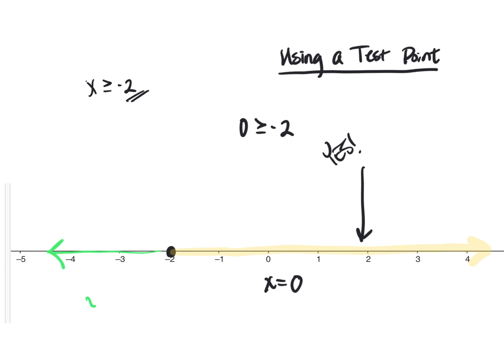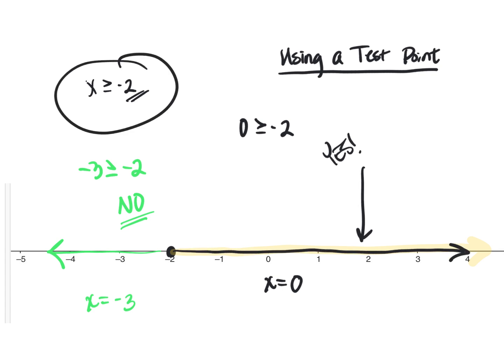I'm going to choose x equals -3. And -3 is not true. -3 is not greater than or equal to -2. So I do not use this side. So if I was going to graph the inequality, I know that all of these values would be the ones that make x is greater than or equal to -2 true.